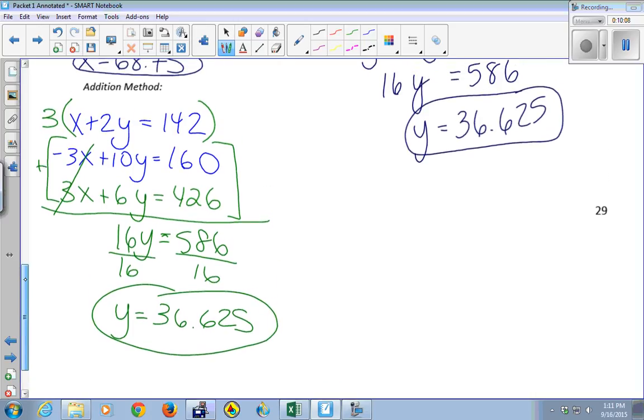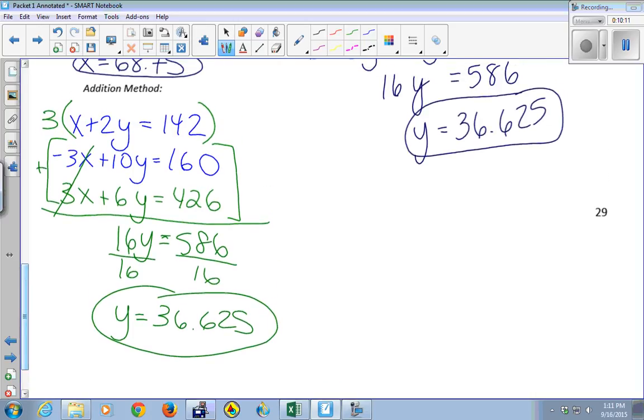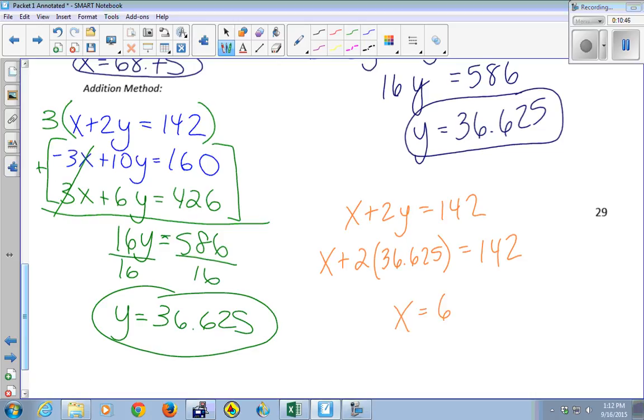And once you have y, how do you get x with this method? Substitute into which equation? Either one. Yes, trick question. You can use either equation. So I usually just pick the simpler looking equation, but you can pick either one. So start with x plus 2y equals 142. Replace the y: x plus 2 times 36.625 equals 142, and then solve for the x. And you're going to get x is 68.75.